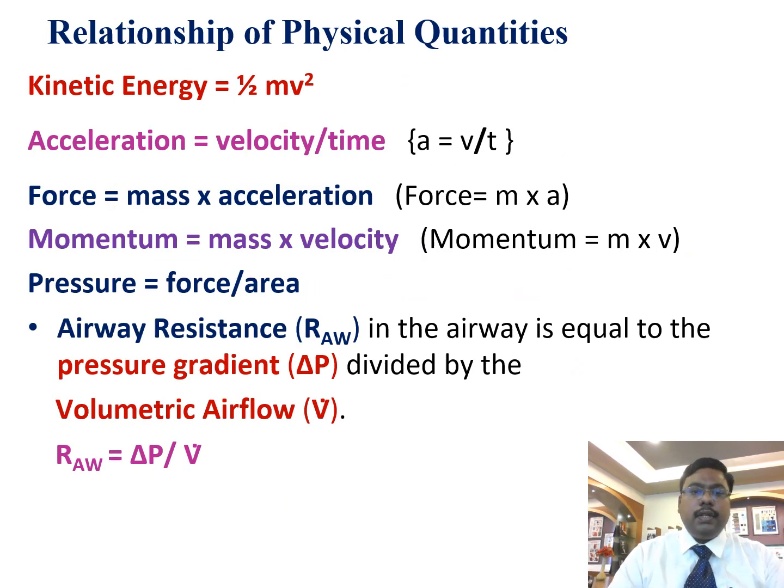Relationship of physical quantities. Kinetic energy is equal to half mv square. Acceleration is equal to velocity by time taken. Force is equal to mass into acceleration. Momentum is equal to mass into velocity. Pressure is equal to force by area. Airway resistance in the airway is equal to the pressure gradient divided by the volumetric airflow. Airway resistance is equal to delta P divided by volumetric airflow.